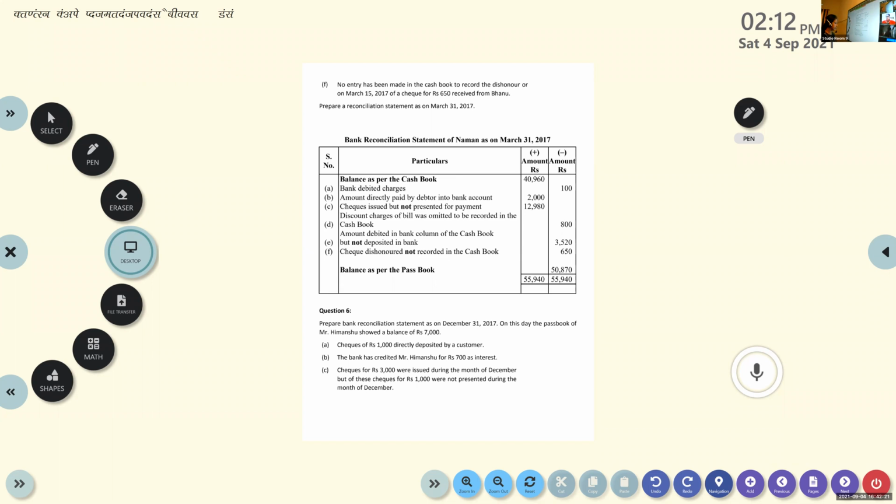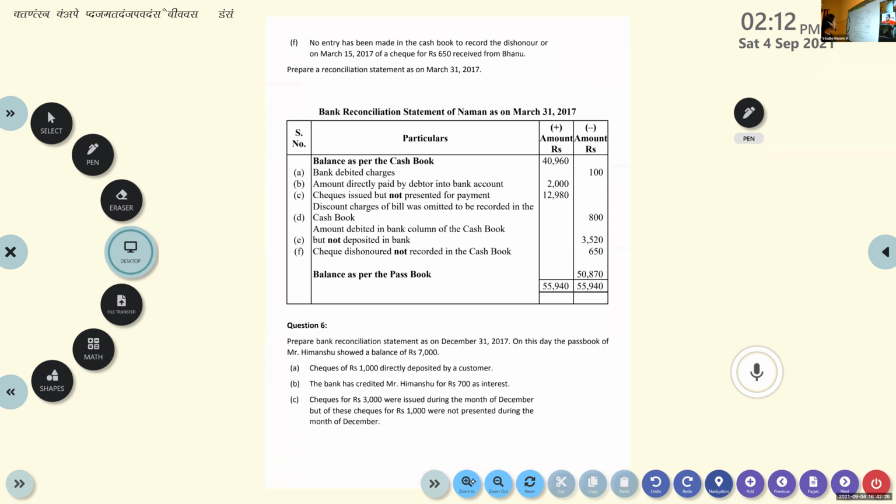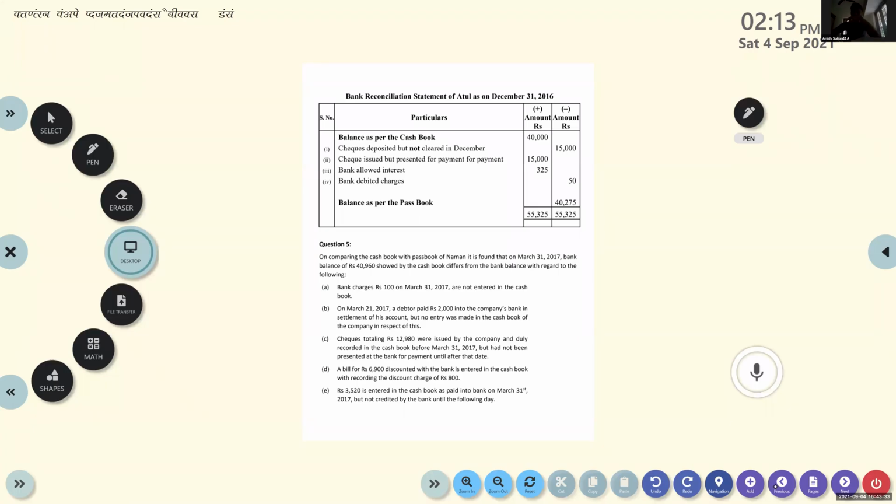Question number 6. Prepare bank reconciliation statement as on December 31st, 2017. On this day, the passbook of Mr. Himanshu showed a balance of rupees 7,000. Is this the question? Or did we complete 5? No, ma'am. Question number 5. Go to question number 5.